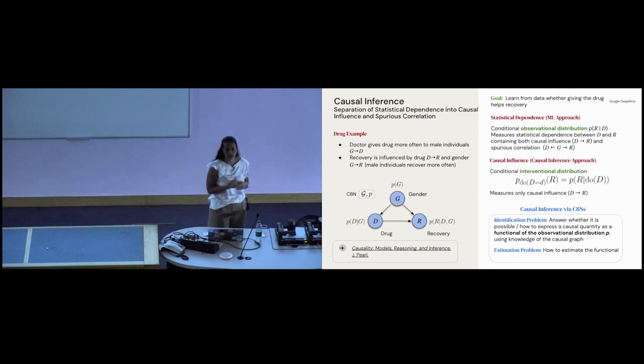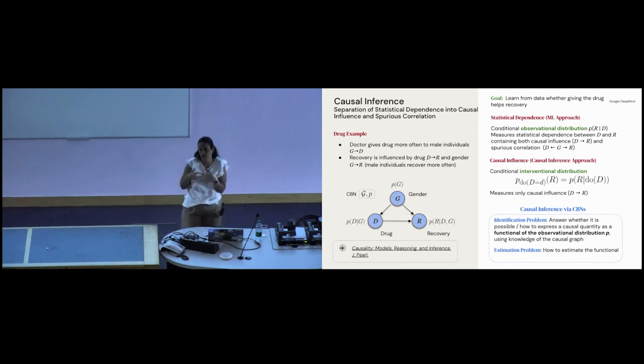In causal inference, we try to disentangle causal influence and spurious correlation, and we do that by computing what we call the interventional distribution, that has this notation that you've seen before, and I will tell you in a second what that is. And this is going to basically just measure the causal influence, so a specific part of the path that you see in the graph there.